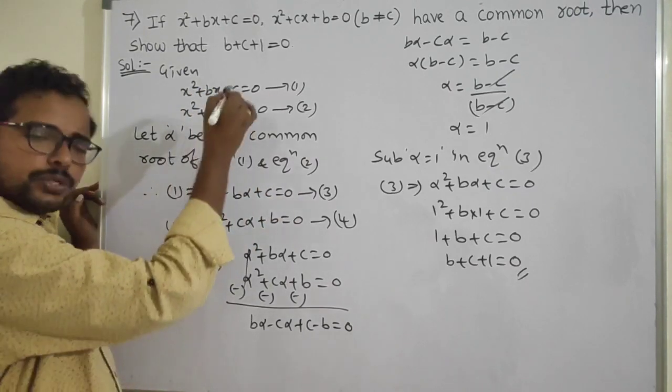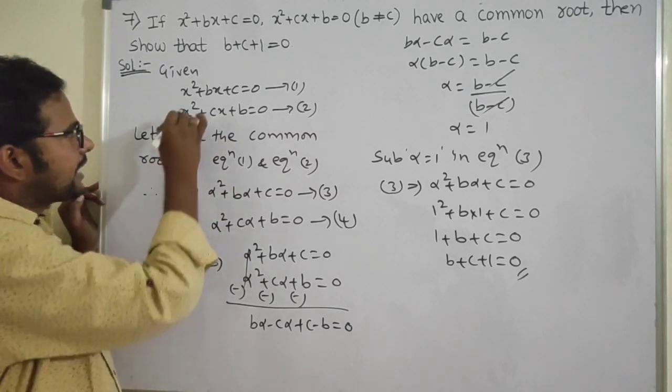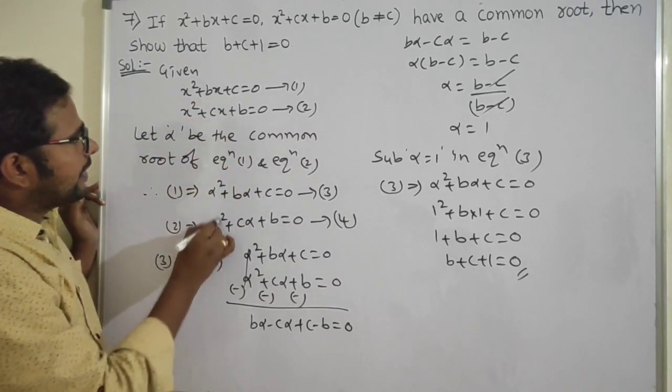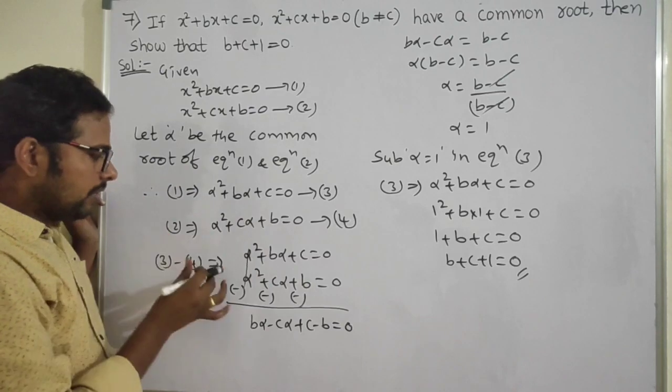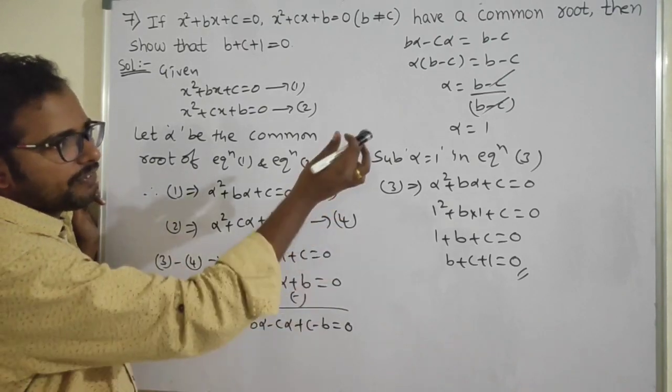Alpha is the root of equation 2 also. Therefore, it should satisfy equation 2 also. So alpha square plus C alpha plus B equals 0. Do 3 minus 4, and we will get the alpha value.